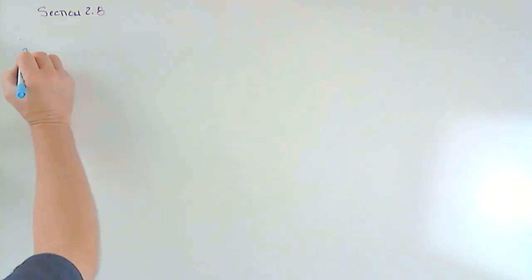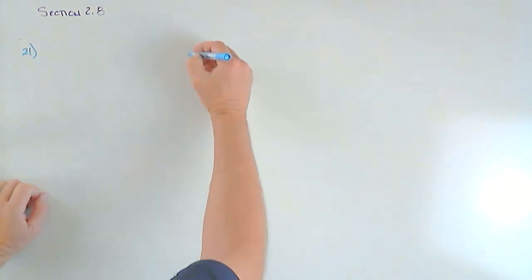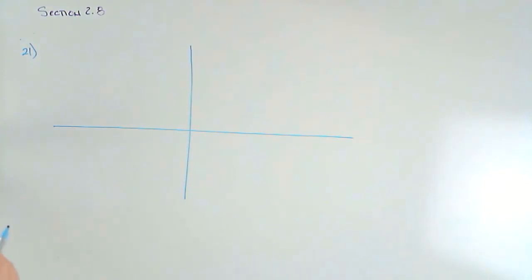So if I take a look at problem 21, problem 21 says, sketch the graph of a function, not the function. There's many functions that satisfy all the given conditions. This is the kind of question on a midterm where, if you have an answer that looks just like somebody else's answer, that's highly suspicious. So what do we know?